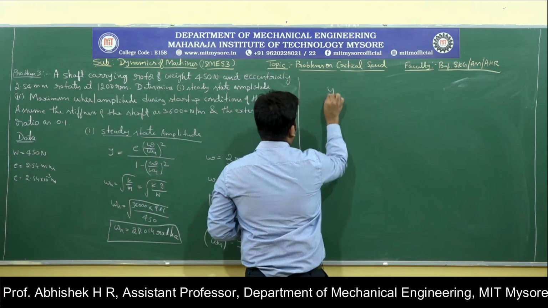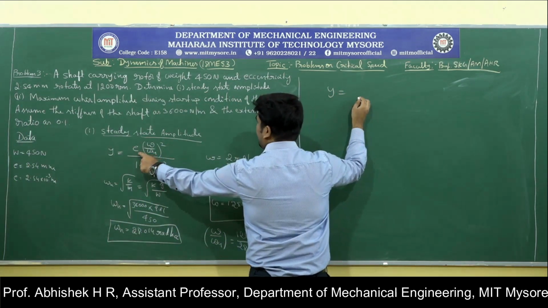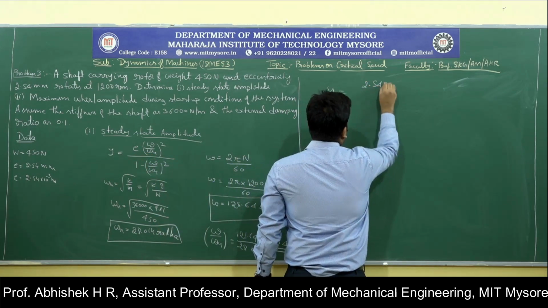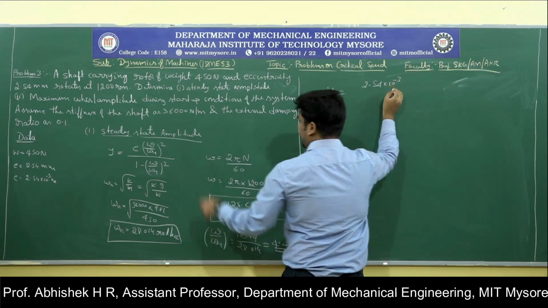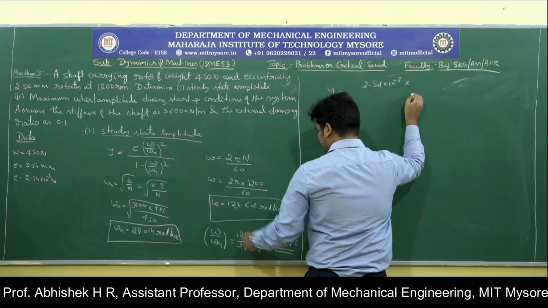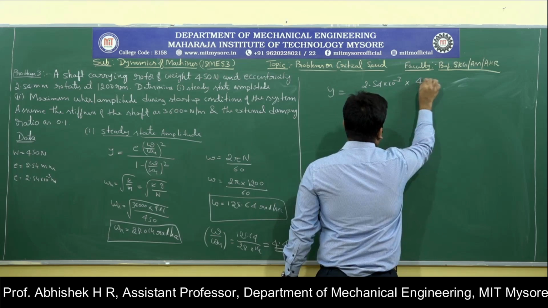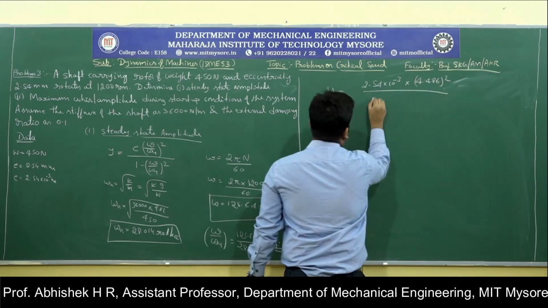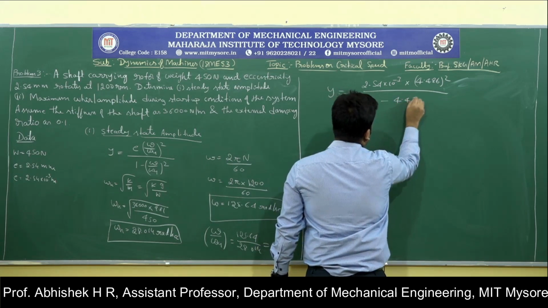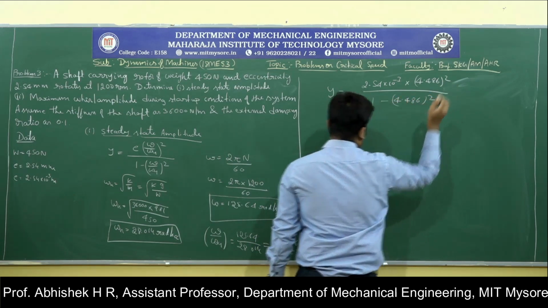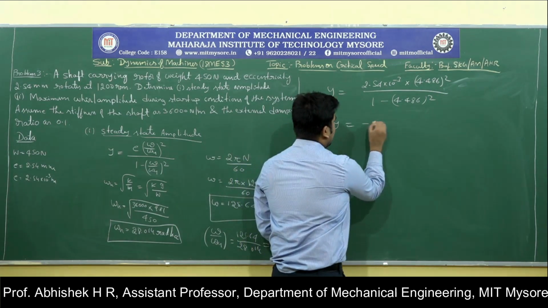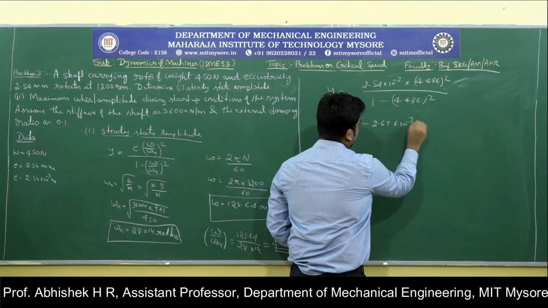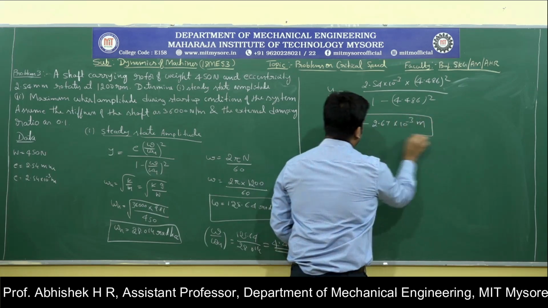So we'll get y is equal to E, which is 2.54 into 10 to the power of minus 3, into omega by omega n, which is 4.486, whole square divided by 1 minus 4.486 whole square. So it is equal to minus 2.67 into 10 to the power of minus 3 meter.